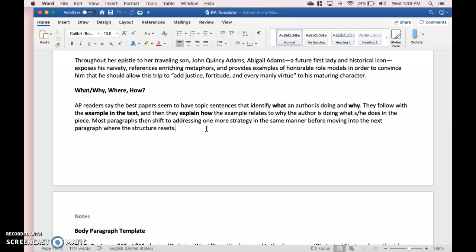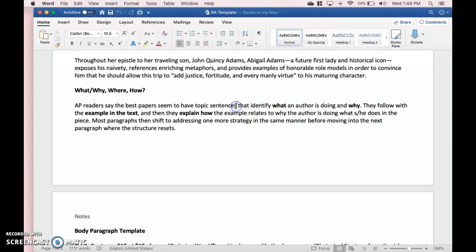Let's go ahead and get started with reviewing our notes on writing a body paragraph. In the past, AP readers have said that the best papers that they've read seem to have topic sentences that identify what an author is doing and why. Remember, we talk about this all the time. It is so easy for us to point out the things an author does. Ooh, look at that imagery. Wow, look at that repetition. Have you checked out that diction? Super easy. The hardest part here and what's going to get you your points is explaining the why.